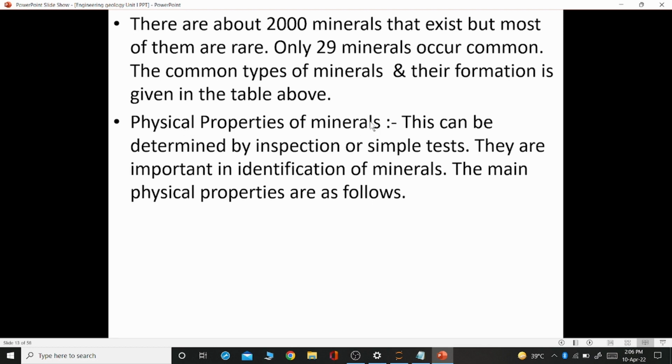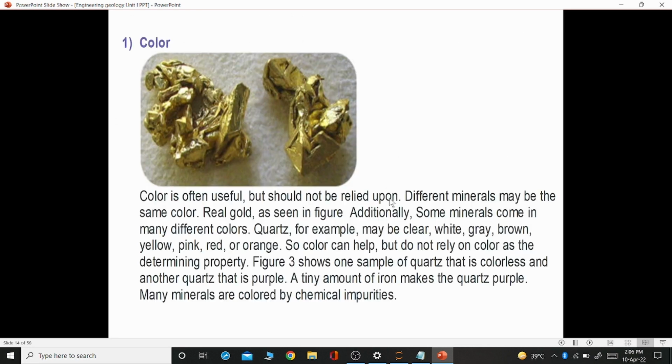Then, physical properties of minerals. These can be determined by inspection or simple tests. They are important in the identification of minerals. The main physical properties are as follows. First one is color. Color is often useful but should not be relied upon. Different minerals may be of the same color.